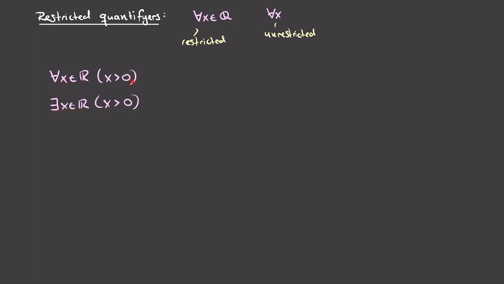So let's think about first what this statement means. It's saying that for every x, which is a real number, we want that x is strictly greater than 0. Now I want to rewrite this in something which uses unrestricted quantification. So I'm going to say for all x, and then the way to proceed is to notice that this is the same as saying for all x, if x is an element of the real numbers, then x is strictly positive, like so. So these two statements here are the same.